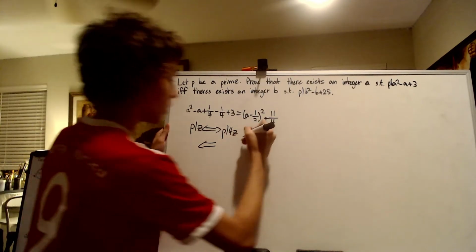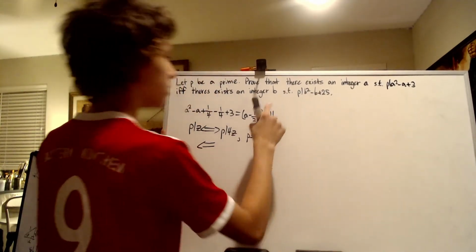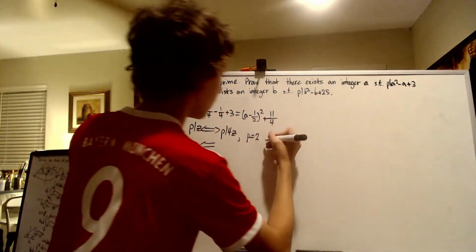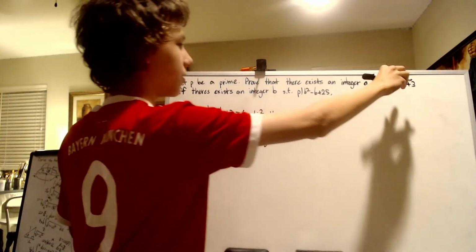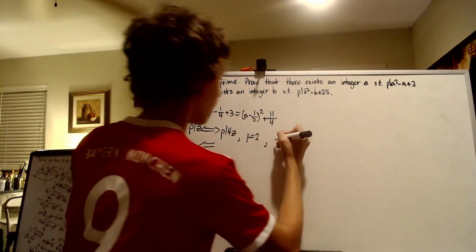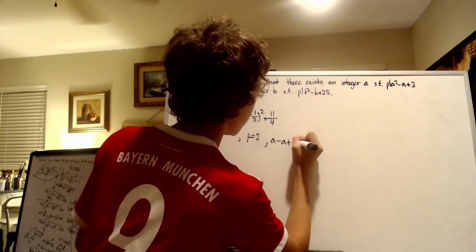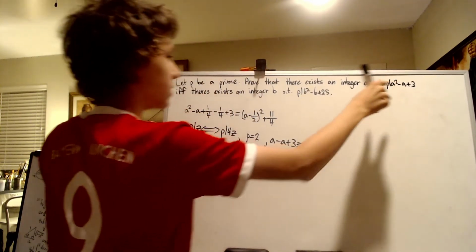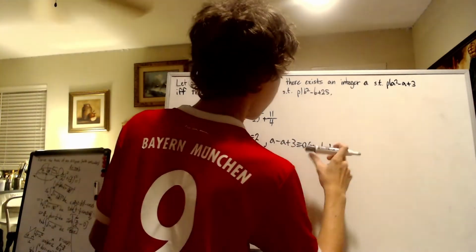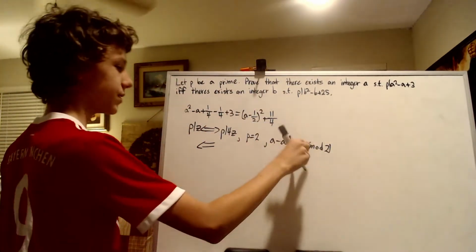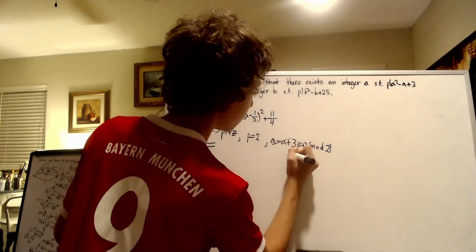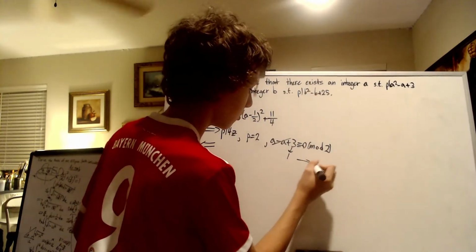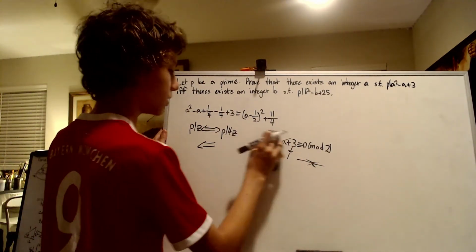Okay, so let's look at the P equals 2 case. So when P equals 2, well, let's reduce this expression mod 2. So by Fermat's little theorem, A squared is congruent to A mod 2. So we're going to get A minus A plus 3 has to be congruent to 0 mod P, since P divides the expression. And P is 2, obviously, in this case. So these cancel, and this goes to 1. But 1 is not congruent to 0 mod 2. So this is a contradiction. Therefore, P cannot equal 2, so we're safe.